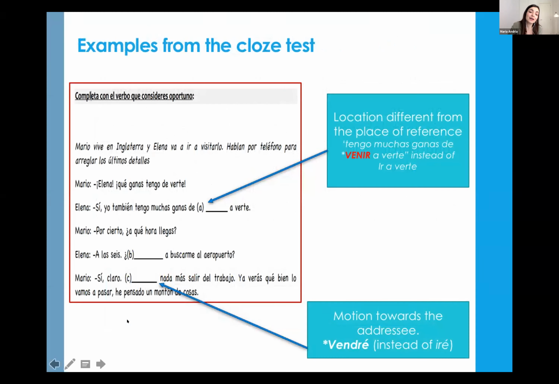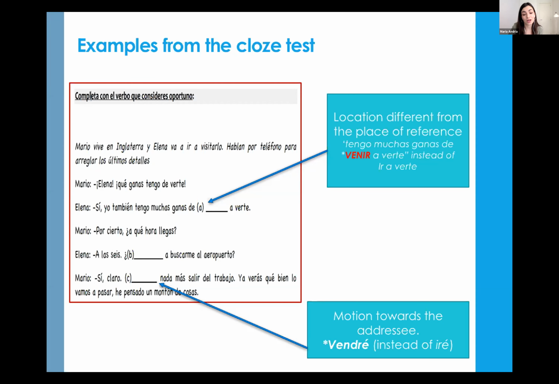The same thing happened in the closed test, for instance, in gaps where the location was different from the place of reference, and we expected in Spanish the verb to go. Greek speakers tended to use the verb venir, to come, transferring the L1 pattern, as in the example you have here: Tengo muchas ganas de ir a verte. Greek speakers tended to use more tengo muchas ganas de venir a verte.